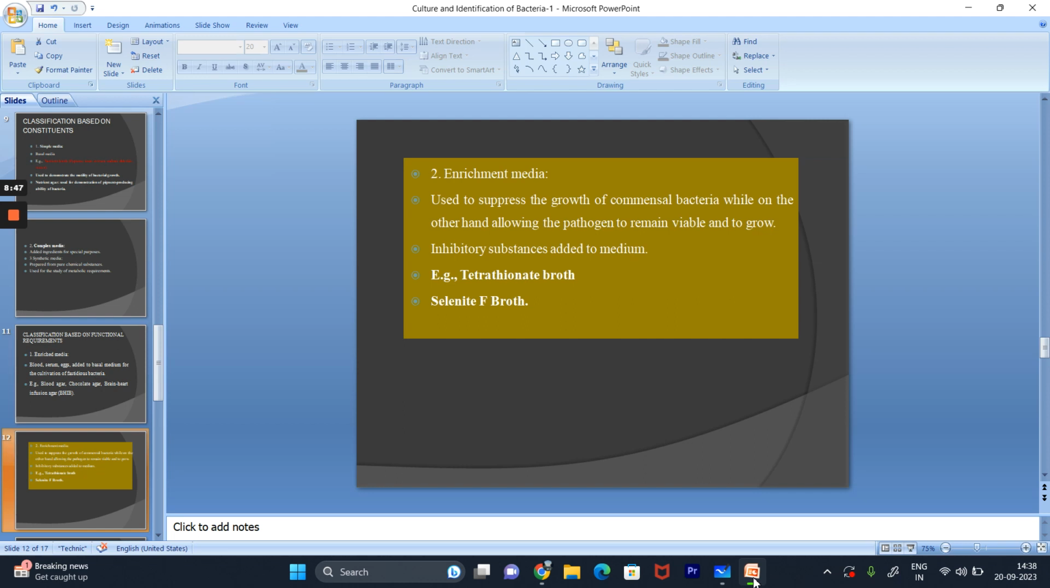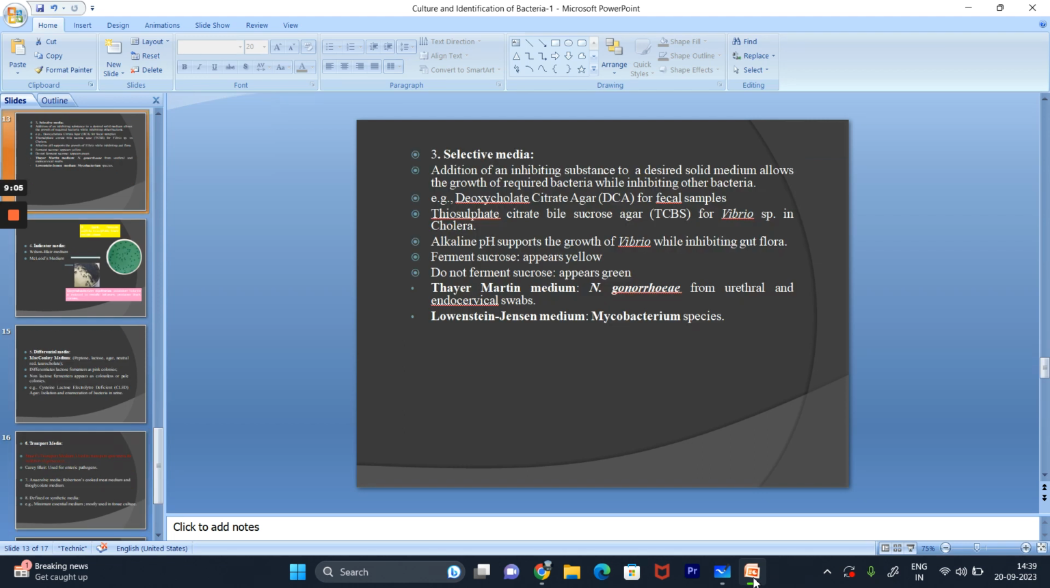Tetrathionate broth inhibits the growth of coliforms, while at the same time allowing typhoid and paratyphoid bacilli to grow. On the other hand, selenite F is used for the fecal samples in case of dysentery.